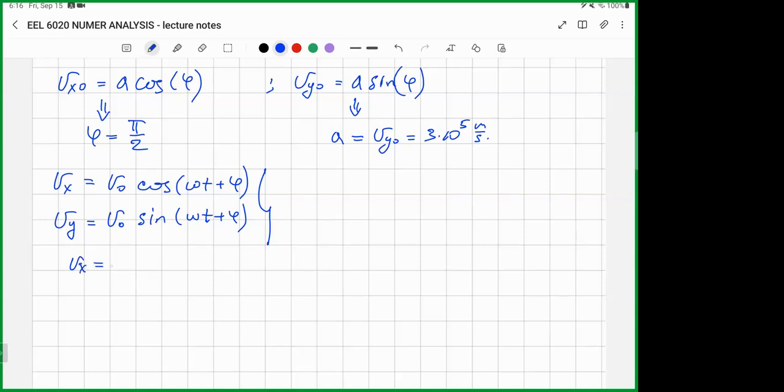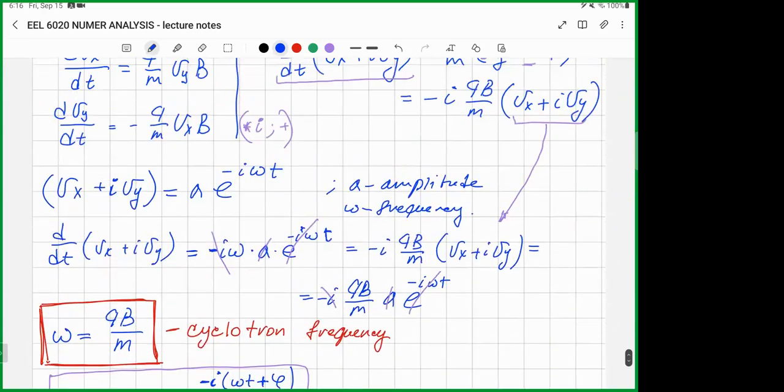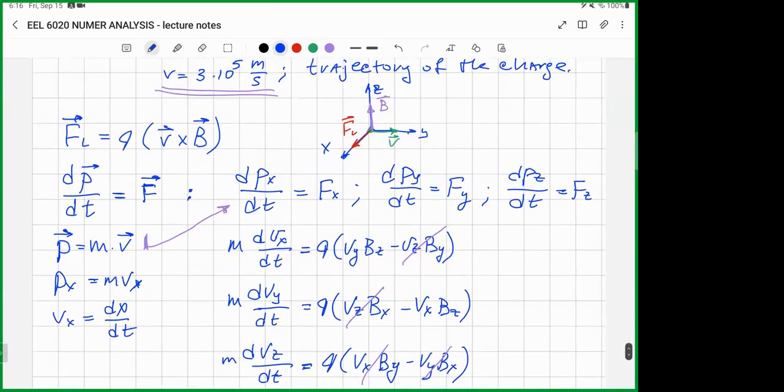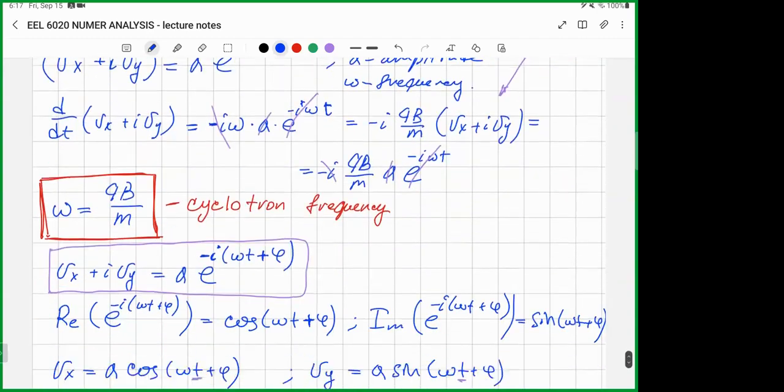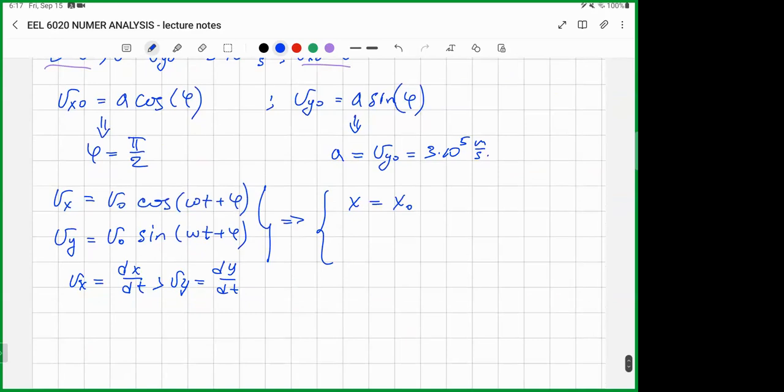Oh sorry, Vx is equal to dx over dt, right? Vy is also equal to dy over dt. So I can substitute these formulas into the solution for the velocity, integrate it again, and get the final result for the x and y coordinates of the particle. So the x coordinate will be some initial coordinate of the particle, x zero, right? This initial coordinate in our case is equal to zero. Actually x zero and y zero will be zero.